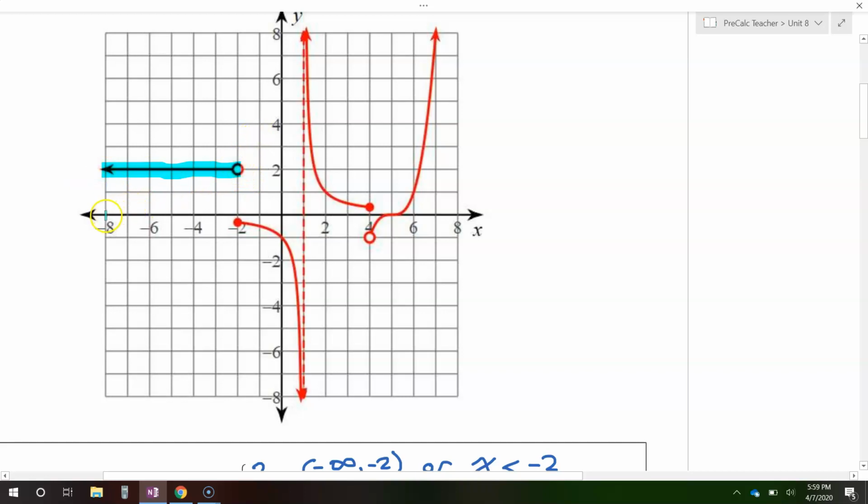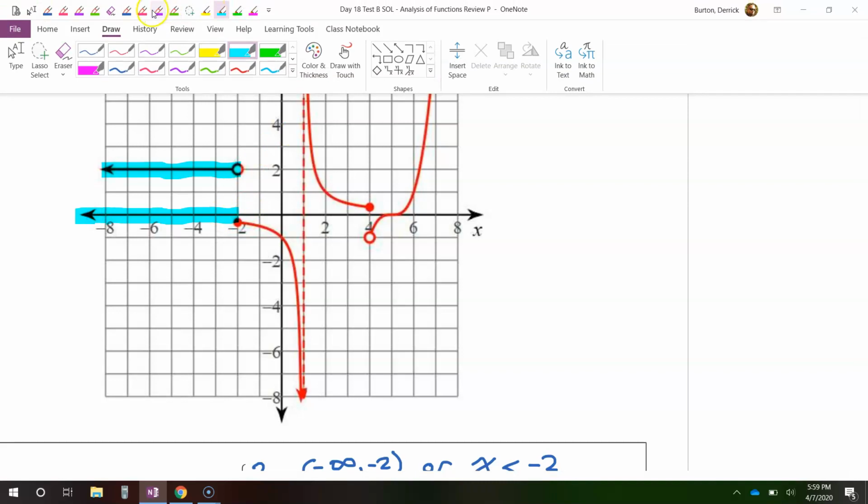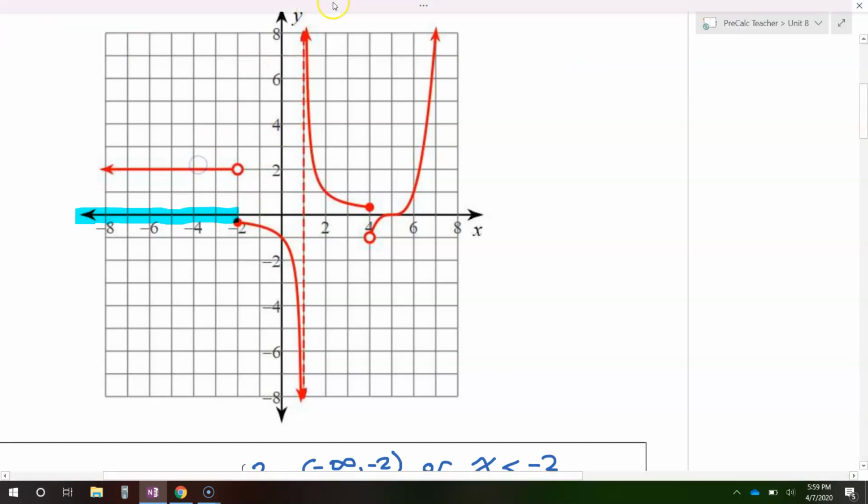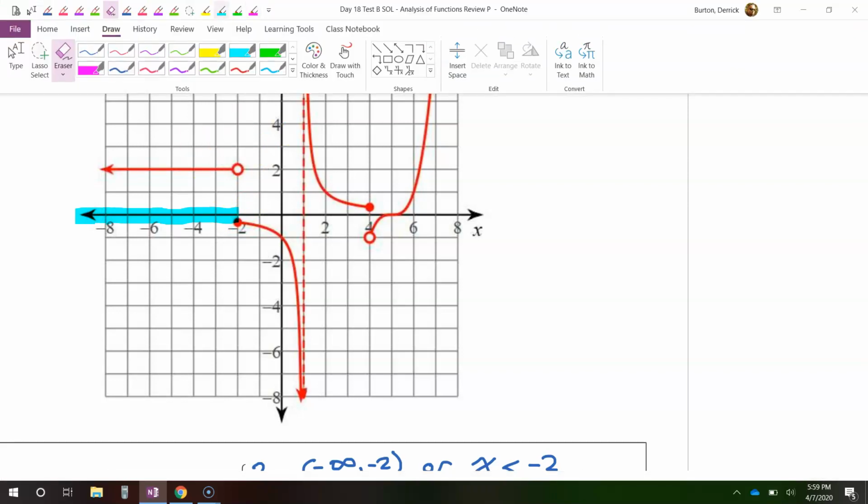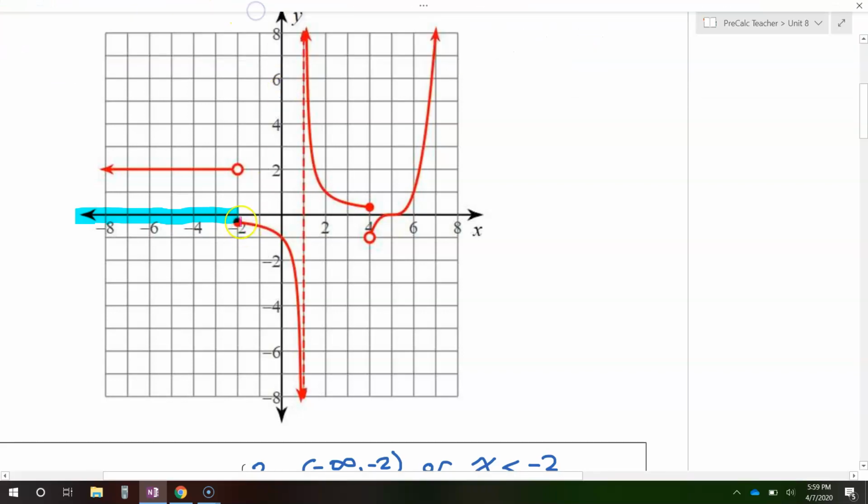Okay, so now remember, all I care about are x values. So I'm going to take that and translate it down here to the x-axis. So this interval that I just colored in blue is neither increasing nor decreasing. What happens next in my journey?